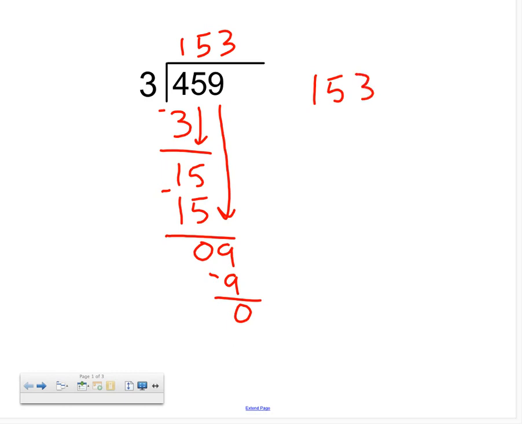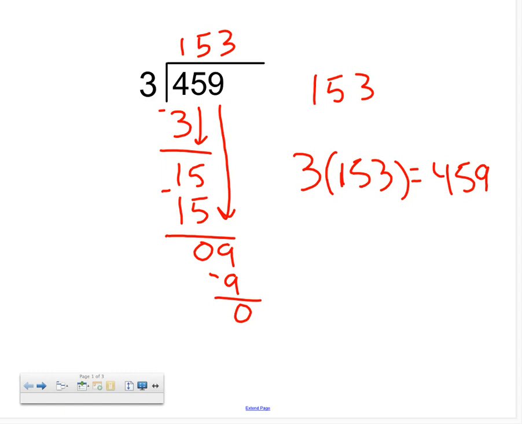Now, a side note here that will come into play later on is that what this actually is saying is 3 times 153 gets me 459. So division is kind of a fancy way of factoring. I'm basically factoring out a 3 from 459, and the bones of what's left, that's my 153. And again, that will come into play in this example here. But that's how we divide normal numbers with long division.